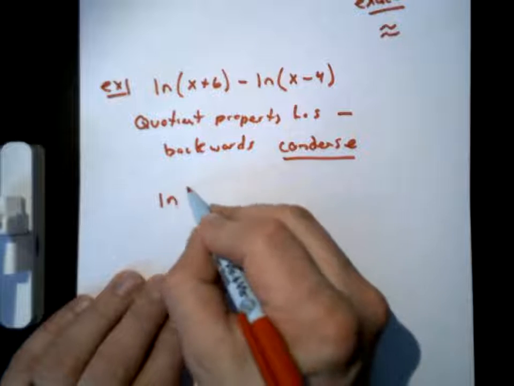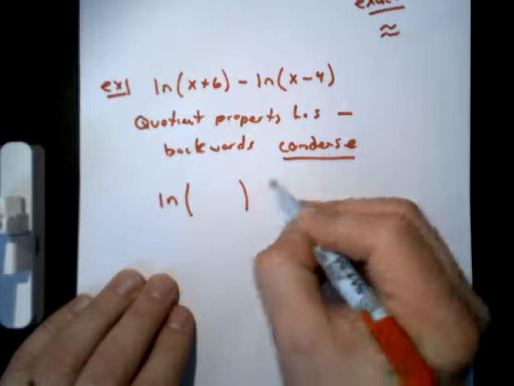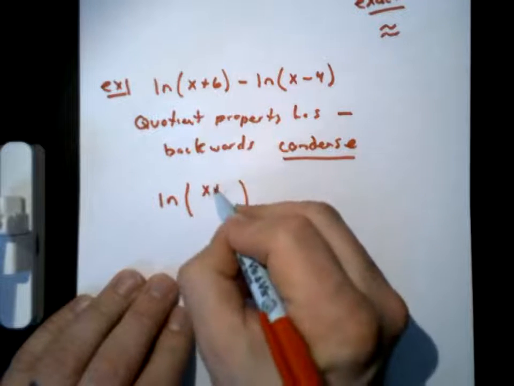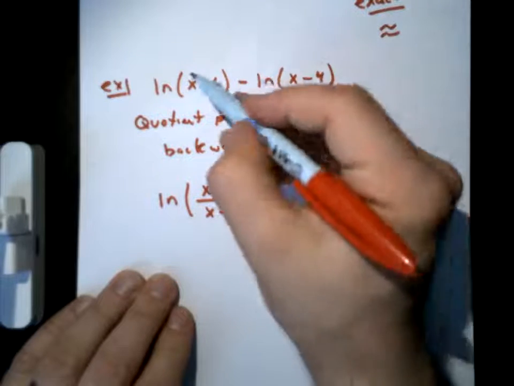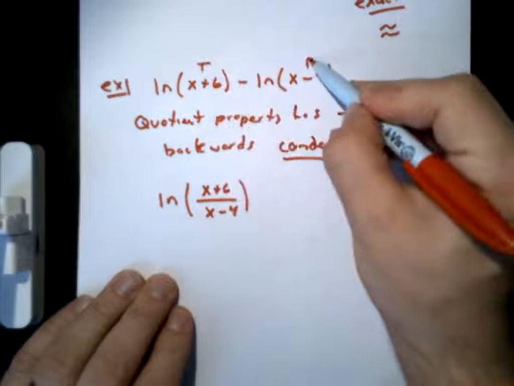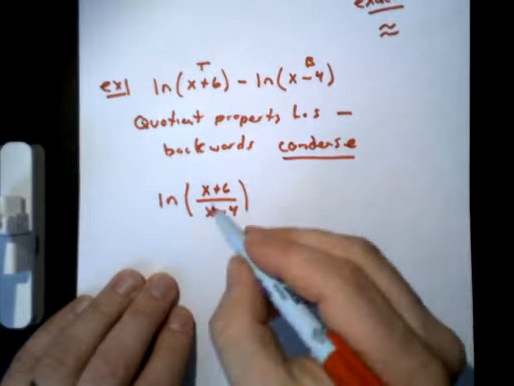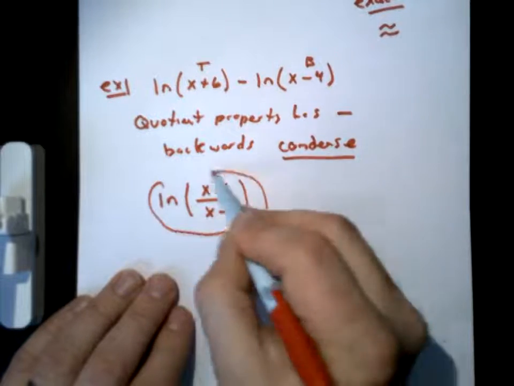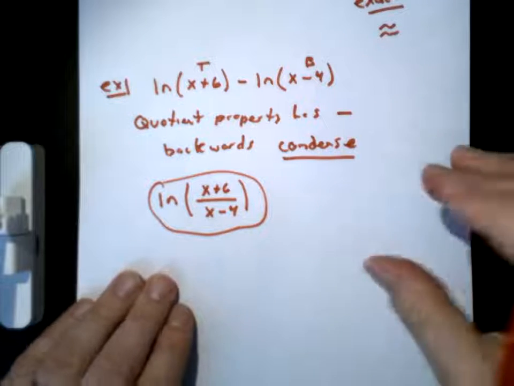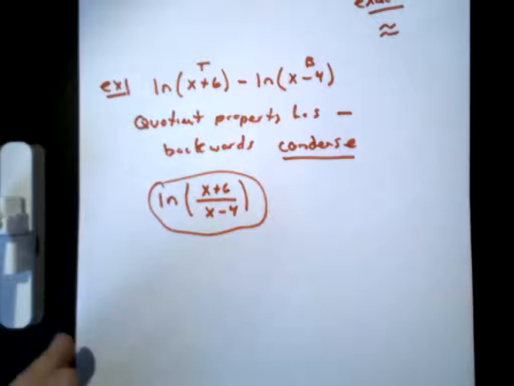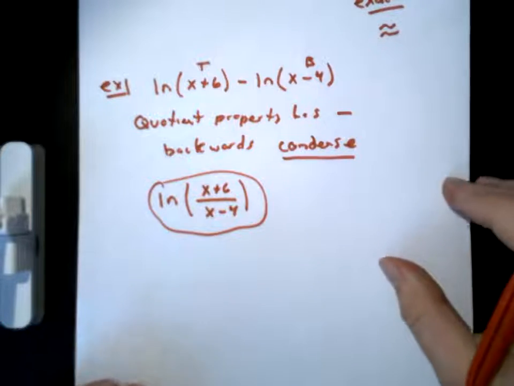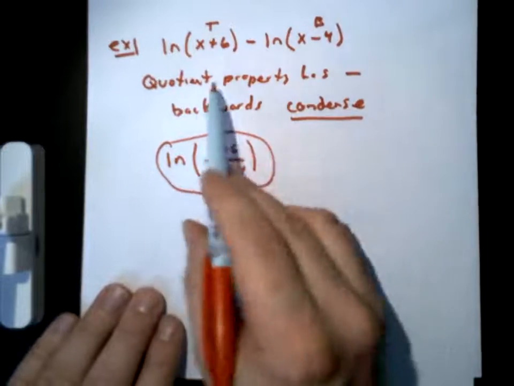So we're going to go ln, parenthesis. This is going to go on top, all over x minus 4. So remember, this goes on top, this goes on the bottom. And really, that's all you can do, because the directions just say maybe put this together. Can we do some more? Well, maybe we can do a similar one to this.